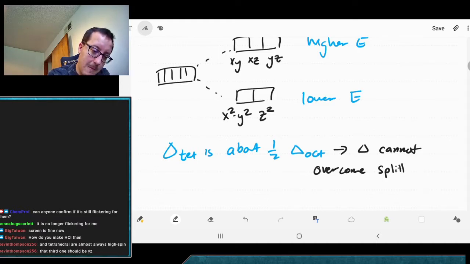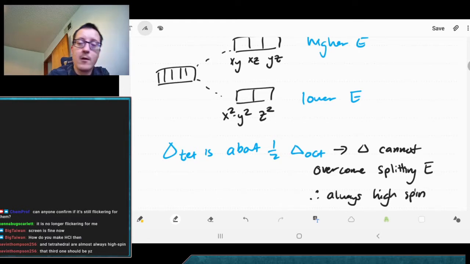The splitting energy is low, and therefore they're always high spin. So these guys will always be high spin.